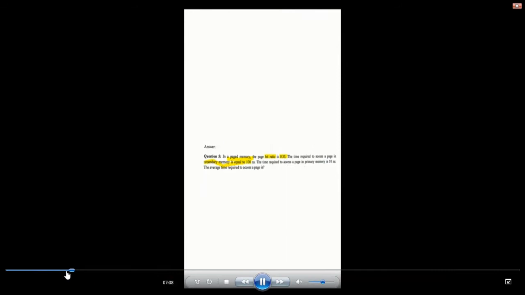Now we need to find out the time required to access a page in primary memory. The time required to access a page in primary memory is 10 nanoseconds, given already. So how do you solve this problem? Okay. Now look here.